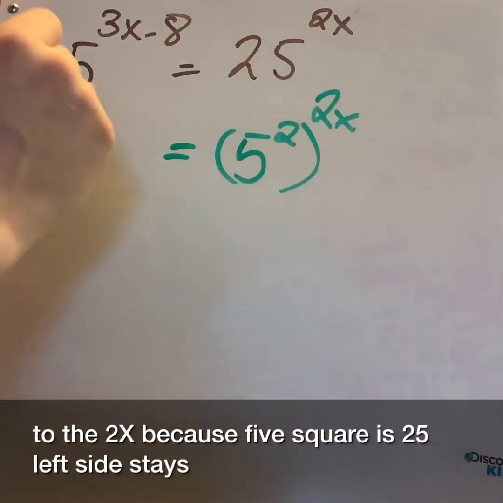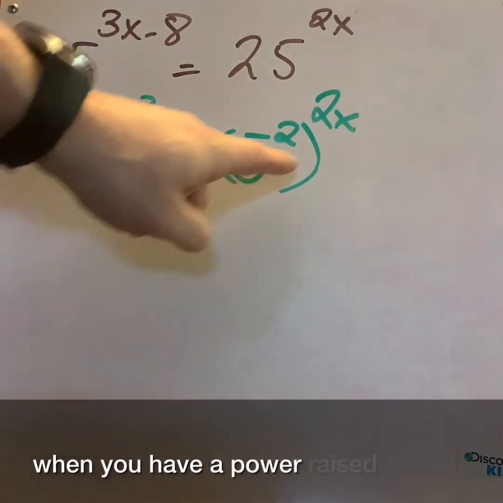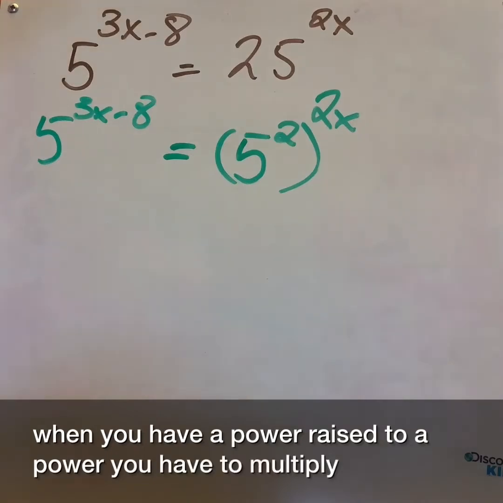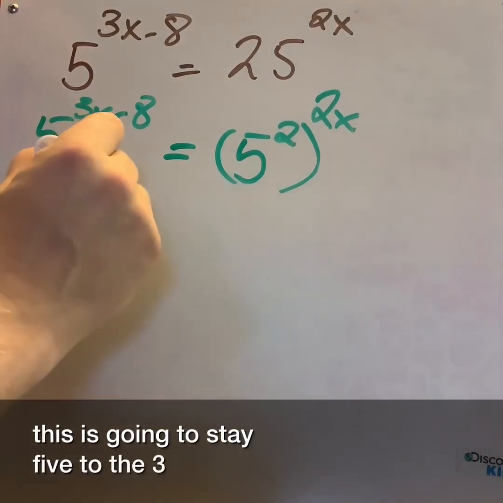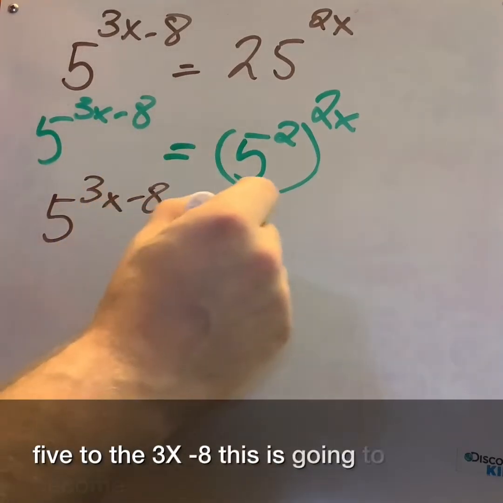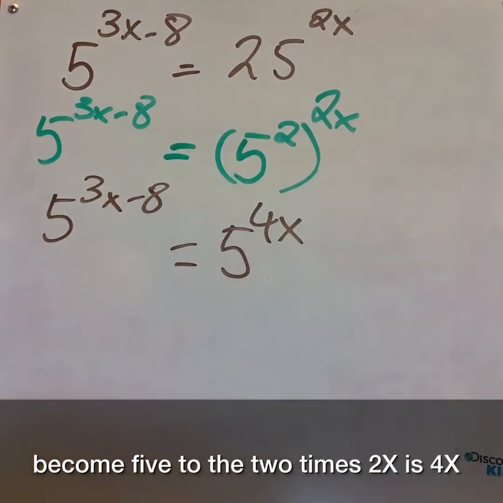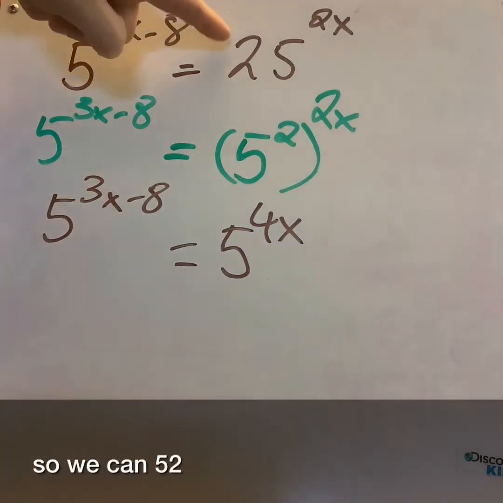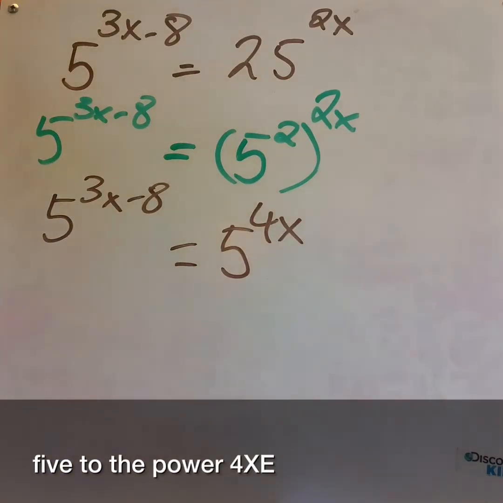Left side stays 5 to the 3x minus 8. When you have a power raised to a power, you have to multiply them. So this is going to stay 5 to the 3x minus 8. This is going to become 5 to the 2 times 2x, which is 4x. So 25 to the 2x becomes 5 to the power of 4x. Those are equal to the same thing.